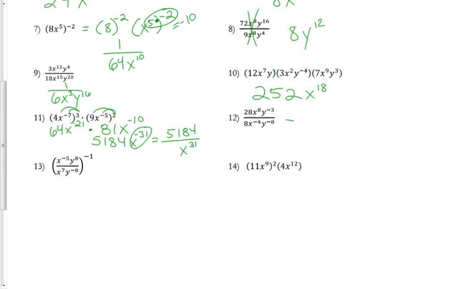Number 12, a basic division rule problem. There are some negatives here, so be careful with those. Make sure you do top minus the bottom. Our coefficients simplify to be 7 over 2. When you do 8 minus a negative 4, subtracting a negative turns into a positive. So end up with x to the 12th. And then you've got y to the 5th.